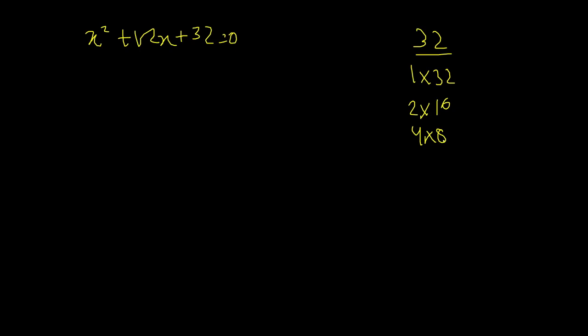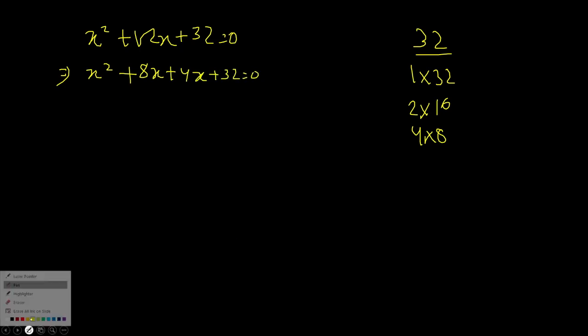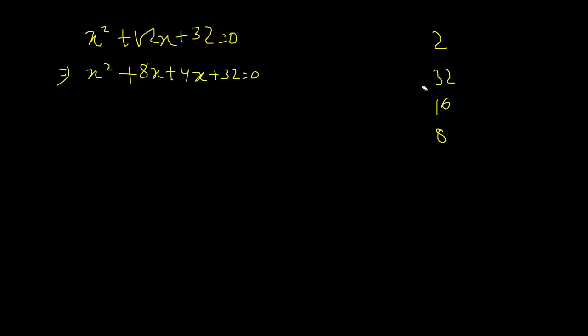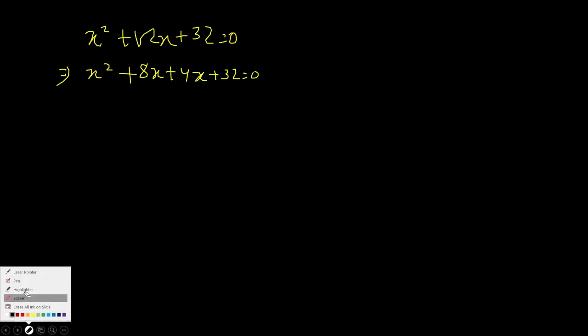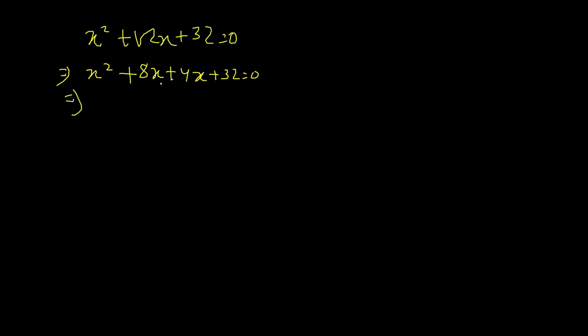Now it is possible to form 12 using 4 and 8, plus 4 plus 8, right? So in this case we have x square plus 8x plus 4x plus 32 equal to 0. I don't need this anymore, and the reason I can do it this way is that I can then use this technique, taking x common from these two, so x plus 8, and then from here 4 common, so we have plus 4 times x plus 8, and then from here we can take x plus 8 common.